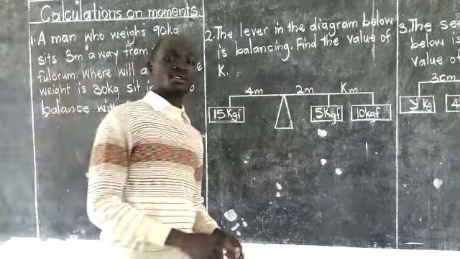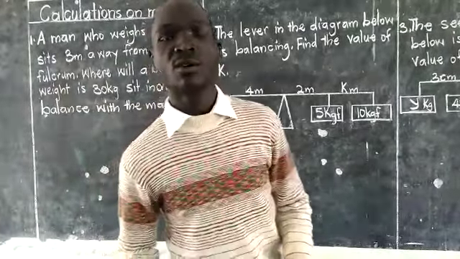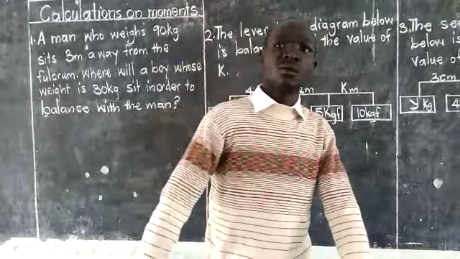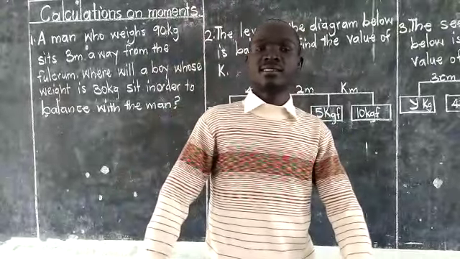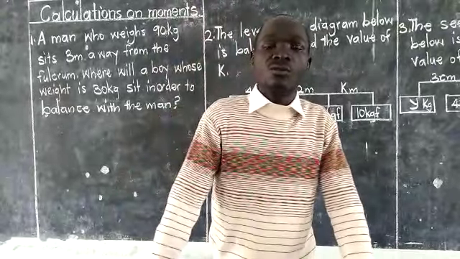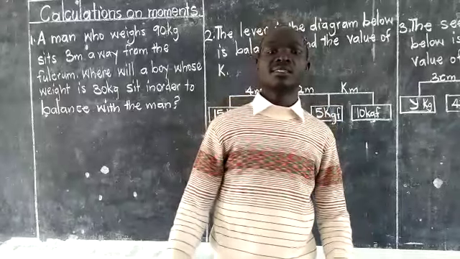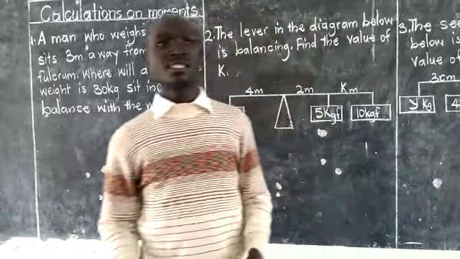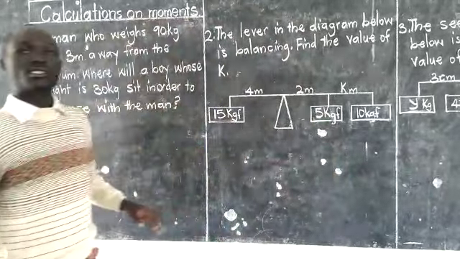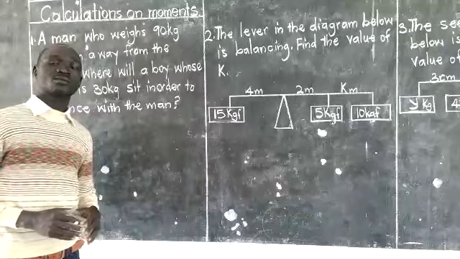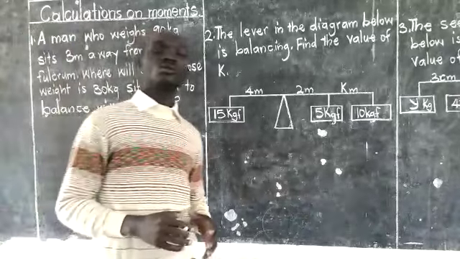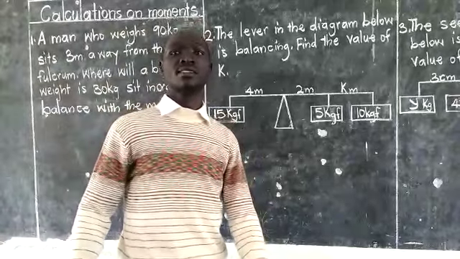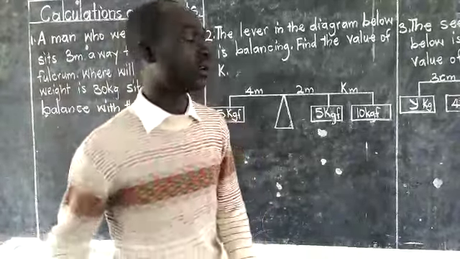To do that calculation, we shall be following the principle of moments. And the principle of moments states that the sum of clockwise moment is equal to the sum of anti-clockwise moment. This therefore means the product of the load force and the load arm should be equal to the product of the effort force and the effort arm from the fulcrum.